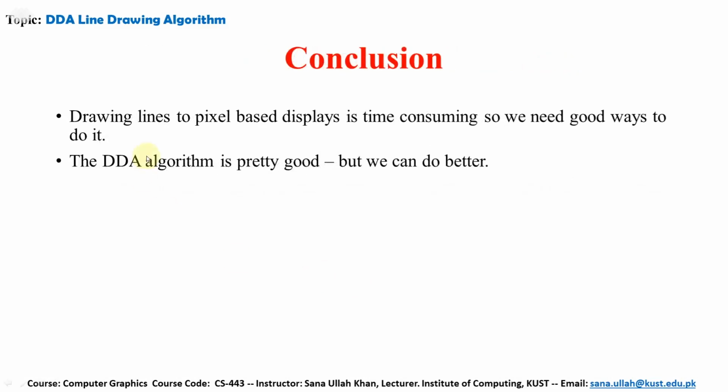So in conclusion, drawing a line on a pixel based display is time consuming, so we need a good way to do it. The DDA algorithm is pretty good, but we can do better, so we need to find some other algorithm which performs better than the DDA algorithm.